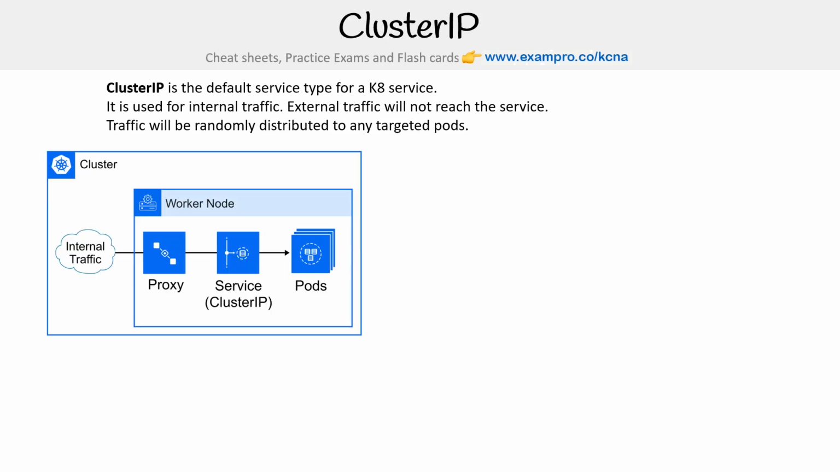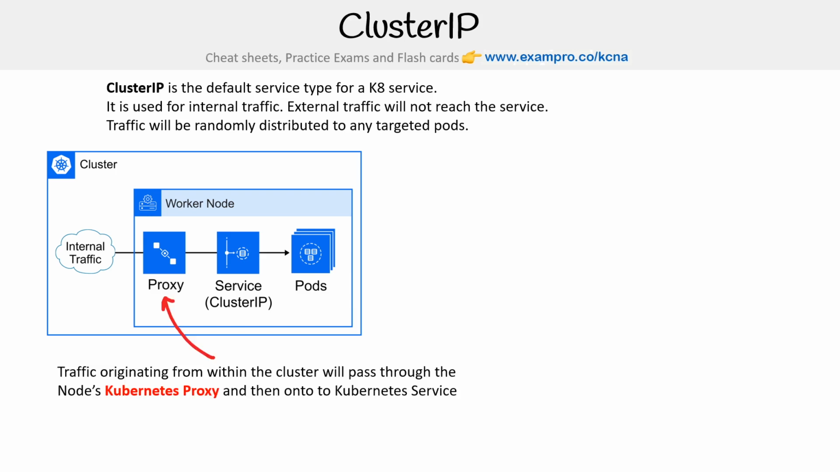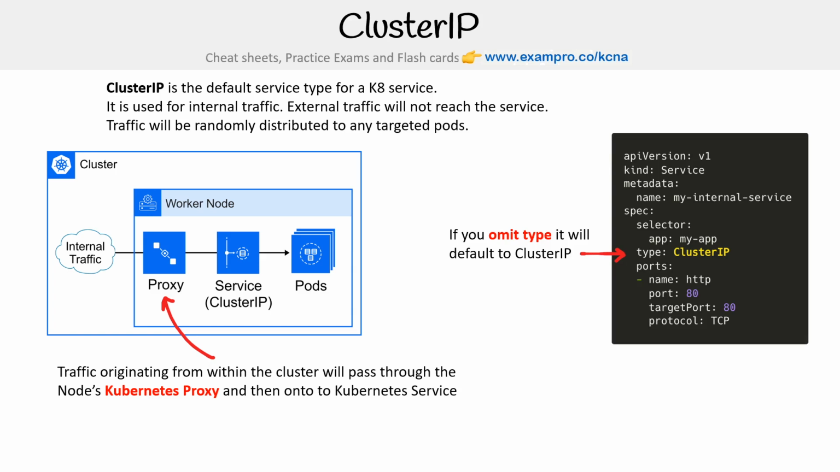So here's an example where we have internal traffic. It goes to proxy, which goes to our cluster IP to your pods. So traffic originating from within the cluster will pass through the node's Kubernetes proxy and then onto the Kubernetes service. That's where it's using something like IP tables to do the load balancing, but we can use that or IPVS, which we do cover in this course. If you omit the type, it will be cluster IP, but here I am explicitly specifying it.